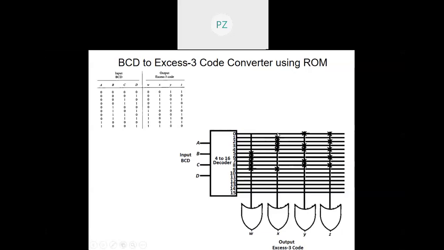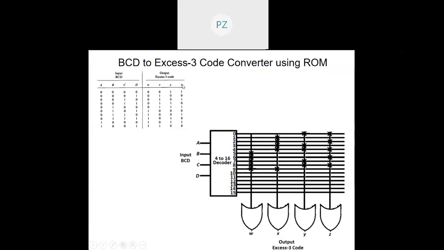Likewise, for X, M0 is not connected, but then M1, M2, M3, M4, all of them are connected, right? And then M5, M6, M7, M8 are not connected, M9 is connected, right? And finally for W, I see that M0, M1, M2, M3, M4 are not connected, and then M5, M6, M7, M8, M9 are connected. So this will give me the output of the BCD to excess-3 code converter. So easy it is. In fact, it will be treated as just a four function realization, right? Four different functions W, X, Y, Z.